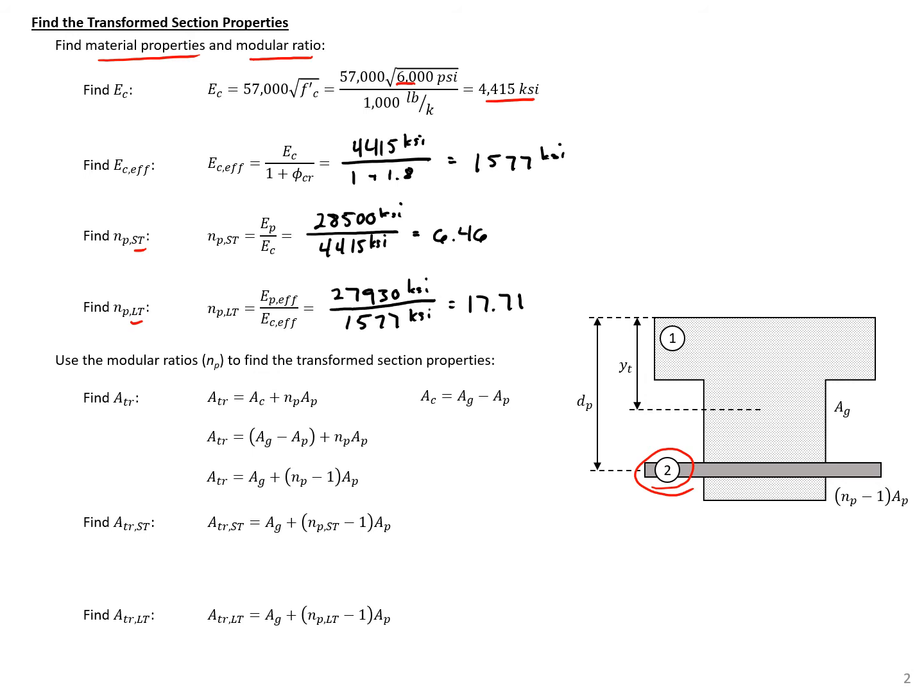And we can calculate our short-term and long-term transformed area. So our short-term transformed area is going to be our gross area, which we found on the previous slide, 352 square inches, plus 6.46 minus 1 times the area of our pre-stressing, 0.651 square inches. And this will give us a transformed area here of 355.6 square inches.